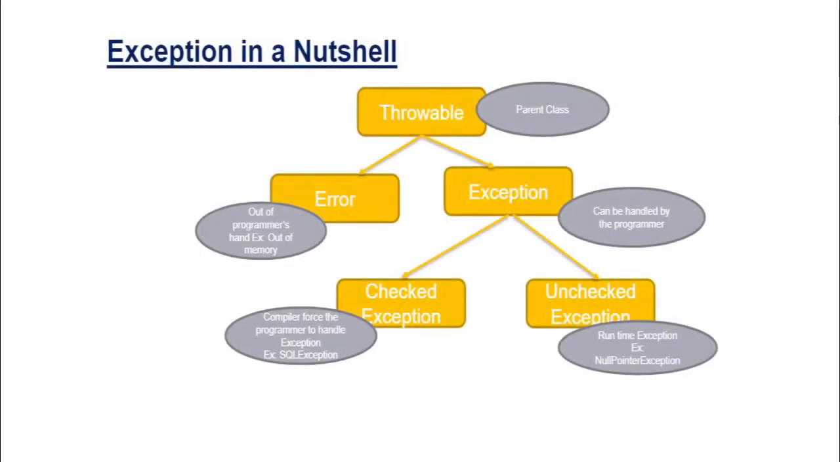Now let us learn the class hierarchy of exception. This is the class hierarchy of exception. Throwable is a parent class. Error and exception are child classes of throwable. Similarly, checked exception and unchecked exception are child classes of exception. What is unchecked exception? Unchecked exception means we did not check the code properly. Because of that, an exception has occurred.